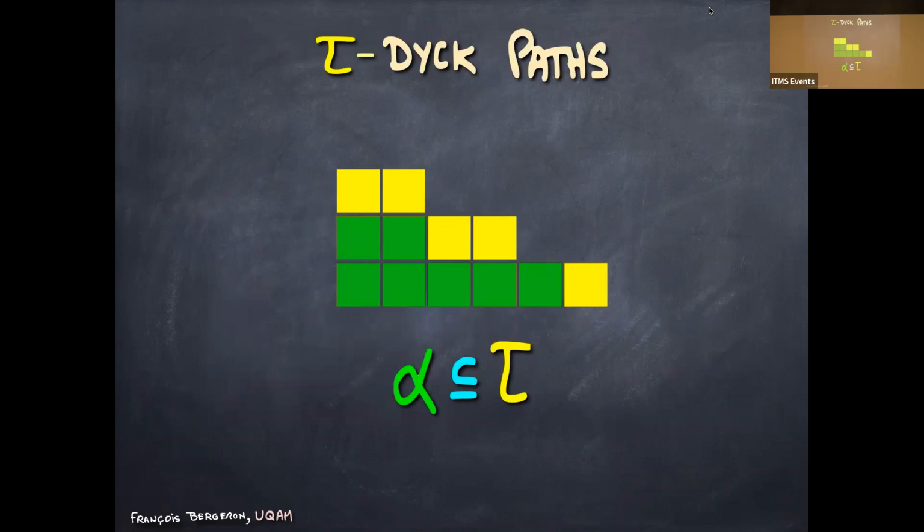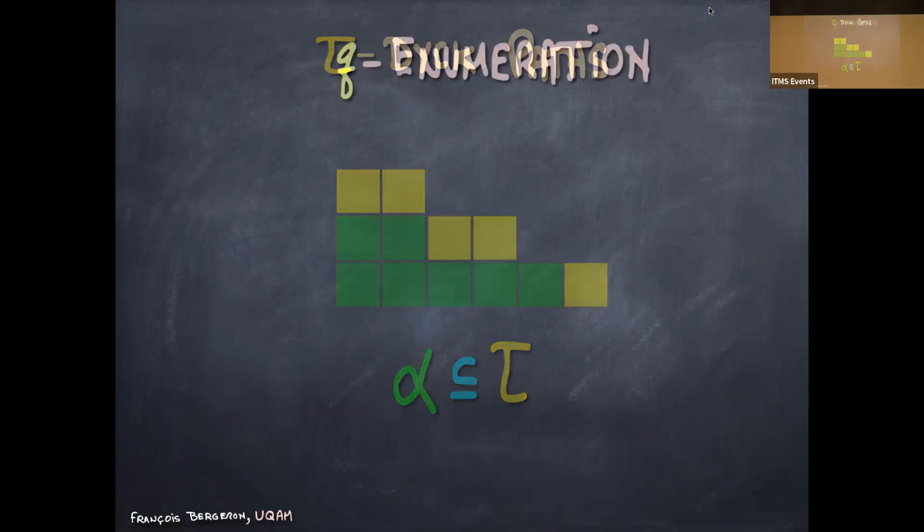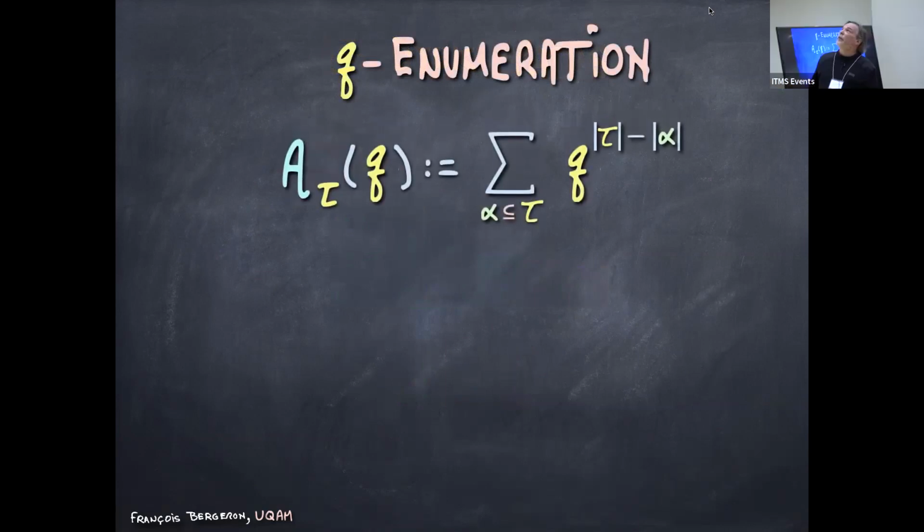So any alpha containing tau is a tau Dyck path. That was the same as the new Dyck path that we saw earlier this week, but now tau is triangular. Okay, so let's do some enumeration.